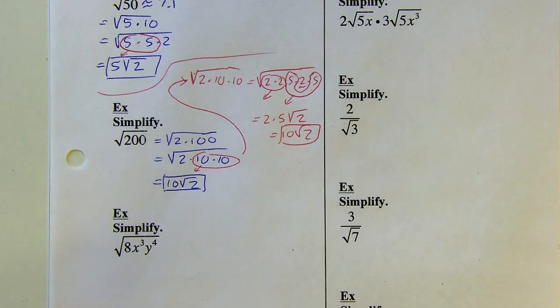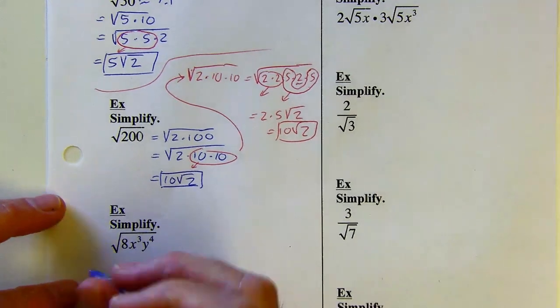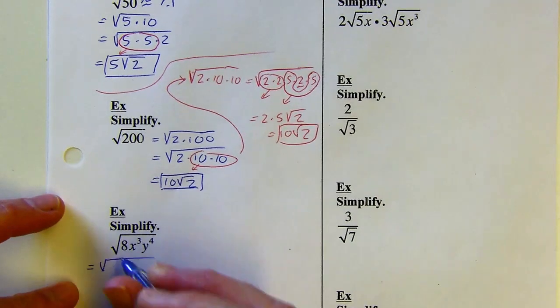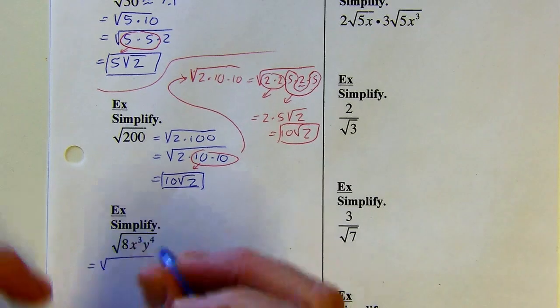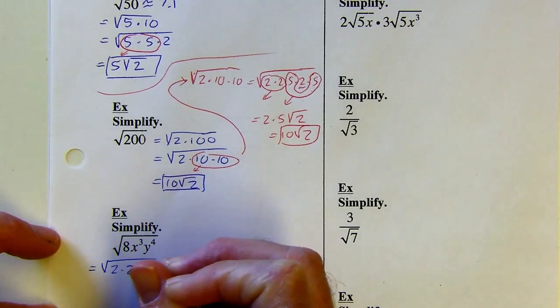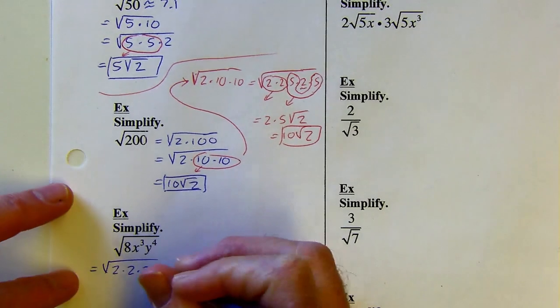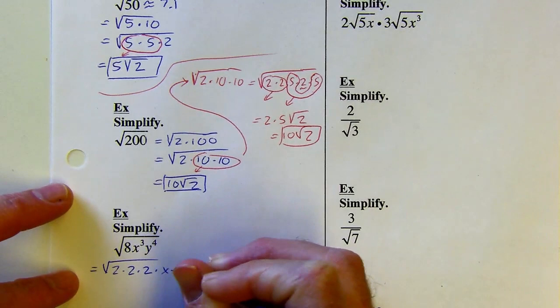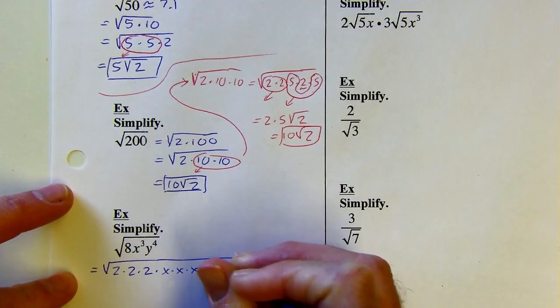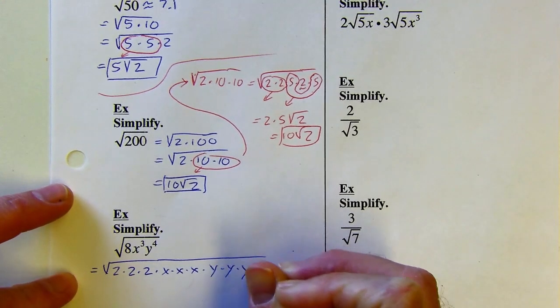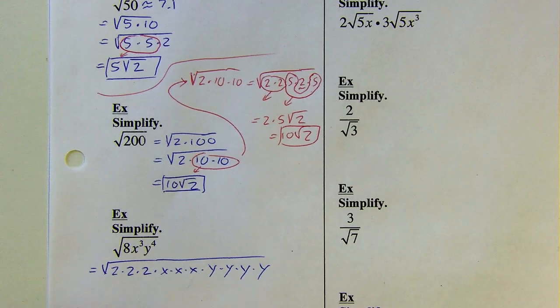Okay, we can also do this with variables. So I can break down the 8. That would be 2 times 4, or 2 times 2 times 2 if you break it down all the way. Okay. x to the 3rd means x times x times x, and y to the 4th means y times y times y times y. Four y's all multiplied together, okay?